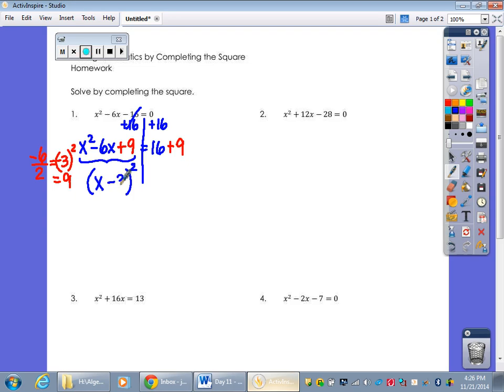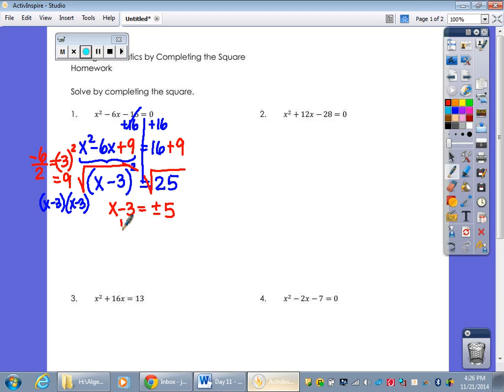So this would be like saying x minus 3 times x minus 3, which we can write as a perfect squared binomial. So x minus 3 squared, which equals 25. Now at this point, you're going to solve using your square roots, which you learned in the last unit. So we're going to take the square root of both sides. That's going to give me x minus 3. And then when I take the square root of 25, I get plus or minus 5.